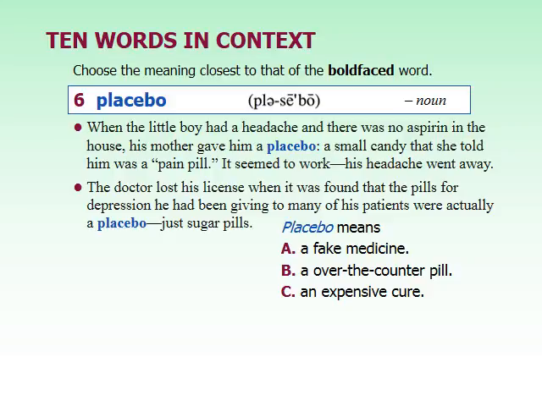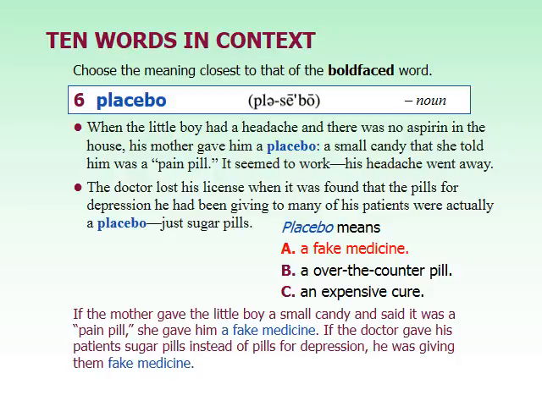When the little boy had a headache and there was no aspirin in the house, his mother gave him a placebo, a small candy that she told him was a pain pill. It seemed to work. His headache went away. The doctor lost his license when it was found that the pills for depression he was giving many of his patients were actually placebos, just sugar pills. So placebo is fake medicine.